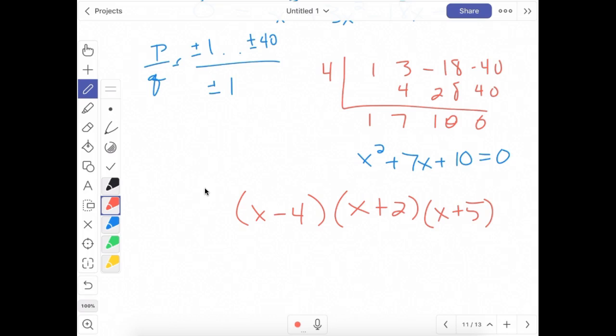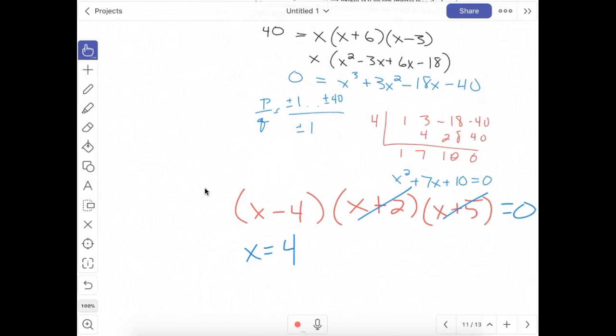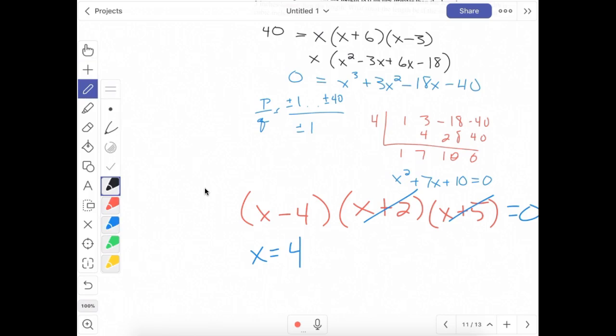So some of these answers aren't going to make sense because we're in a real world situation. Now, since we have to be positive, I can't use those two second ones. So x plus 5 and x plus 2, if I actually solve for x, I would get two negative numbers. So x is going to be equal to 4. That's the only thing that makes sense. So if I go back up to my problem, we have a length, which was this x of 4. We would have a height of 10, and we'd have a width of 1. That would be the dimensions of that box.